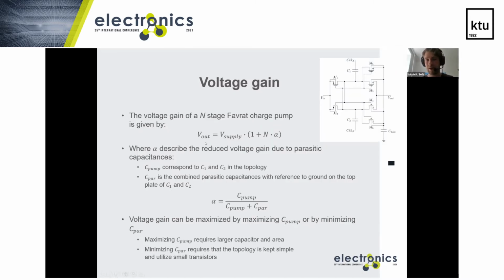The voltage gain is given by the supply voltage times one plus the number of stages times alpha, where alpha is the ratio of the pumping capacitance to the pumping capacitance plus the parasitic capacitance. C pump corresponds to the capacitance of C1 and C2, and the parasitic capacitances are on the top plate of the capacitors, this node and this node. The voltage gain can be maximized by maximizing the pumping capacitance or minimizing the parasitic capacitance. Maximizing the pump capacitance requires a lot of area because you need larger transistors, and this works against the target of having a small charge pump. Minimizing C parasitic requires that the topology is kept simple and utilizes small transistors, which is what this topology has achieved in terms of optimal.